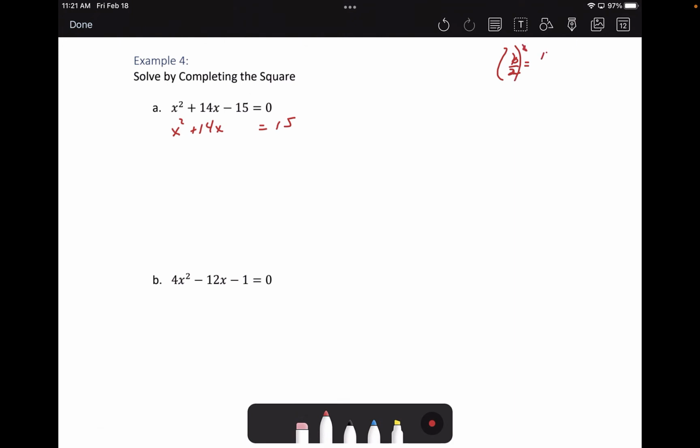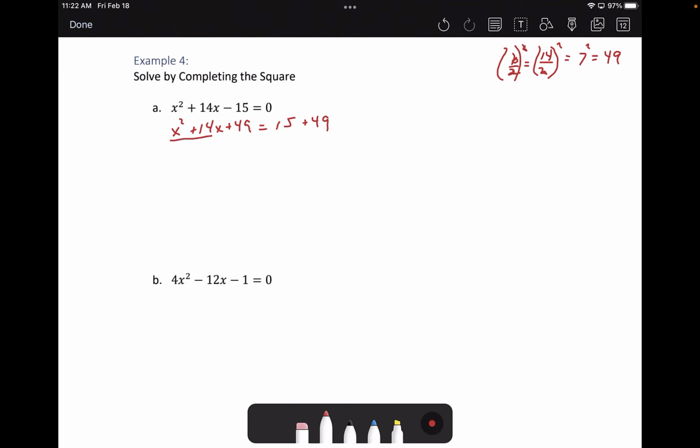b in this case is 14. Divide it by 2. 14 divided by 2 is 7. Square that and we get 49. So 49 is what we add in to the left side. If we add it into the left side, we now need to add it into the right side as well to keep our equation balanced.